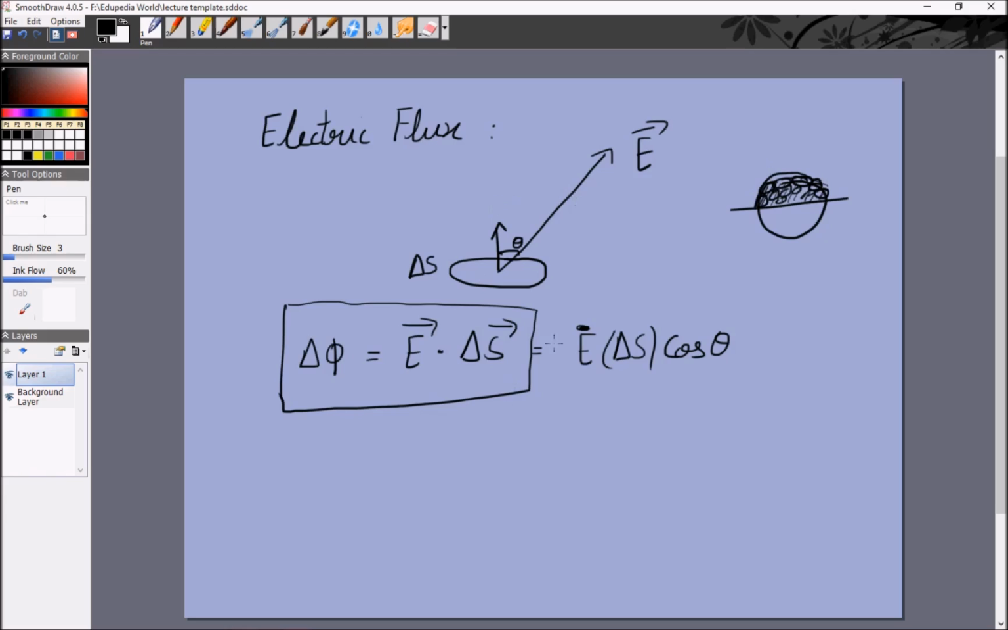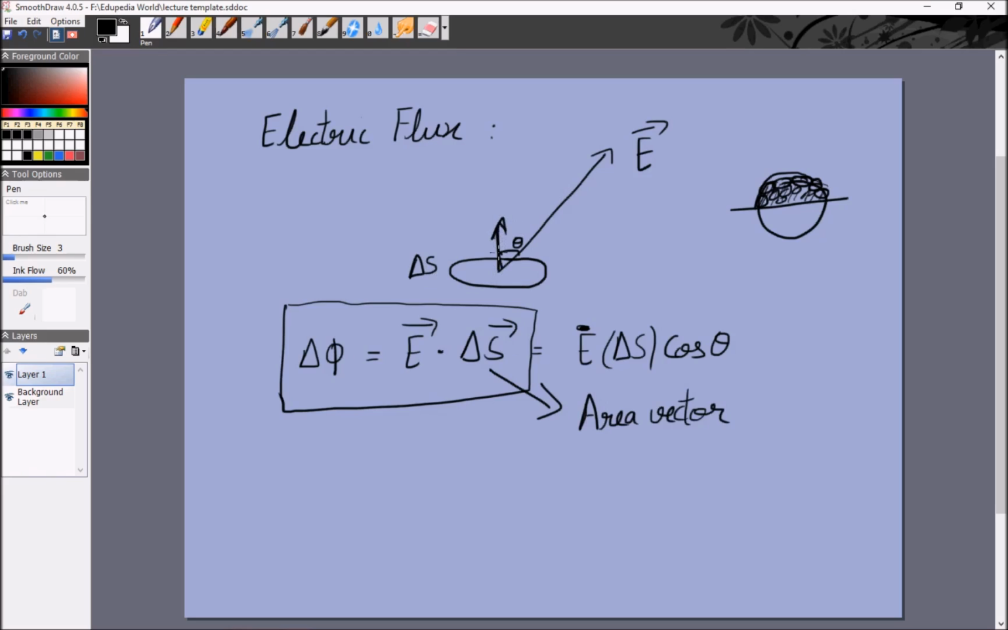Electric flux, you can see from this definition, is a scalar. It is the dot product of two vectors. What are those two vectors? The first vector is the electric field, and the second vector is what is called the area vector. The area vector has a magnitude equal to the area of the surface, delta S in this case, and the area vector has a direction that is perpendicular to the area, to the surface.